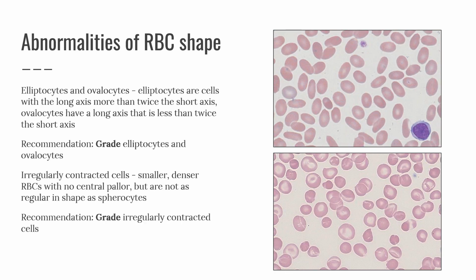Elliptocytes are red cells with the long axis more than twice the length of the short axis, while ovalocytes are red cells with the long axis less than twice the length of your short axis. So again, we grade the elliptocytes and ovalocytes separately. Irregularly contracted cells appear smaller, denser than the normal RBCs. However, they are not as regular in shape as spherocytes.